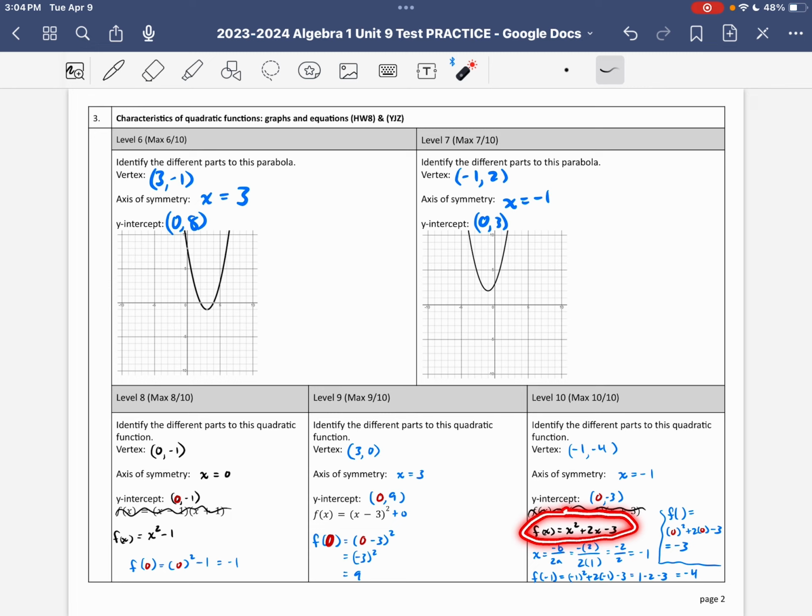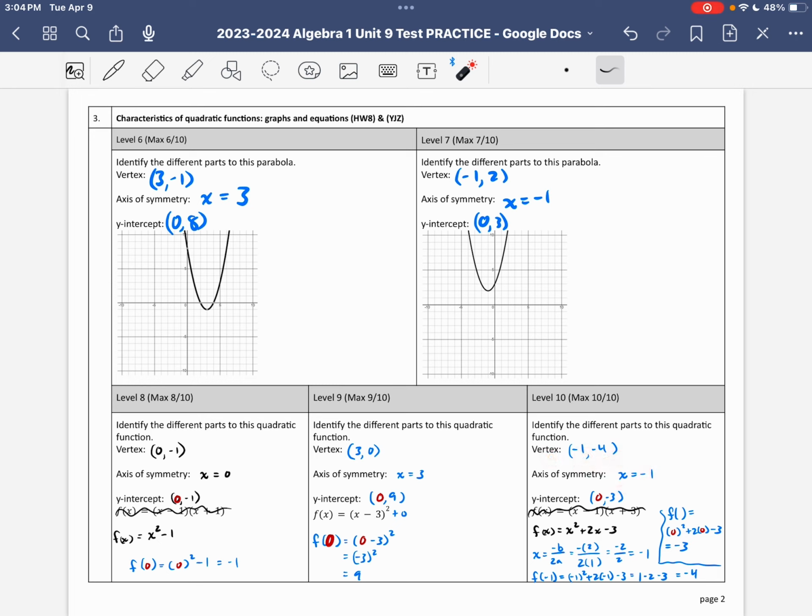Okay, over here, we don't have vertex form. So what we're going to have to do is use negative b over 2a to find the x in the vertex form. And then we have to plug that -1 back into the function. So we plug the -1 into this x down here. Simplify it. I get -4, and that's how I get my vertex. Okay, we use the negative b over 2a. Negative b over 2a finds the axis of symmetry. And yes, they're the same number. The x in the vertex is the same as the axis of symmetry.